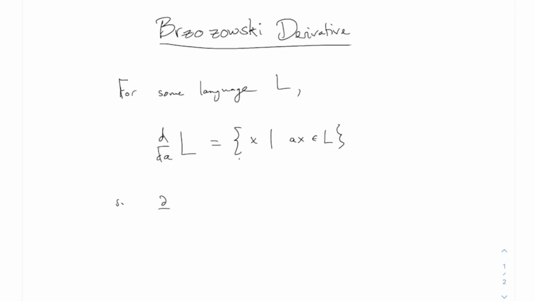So like the derivative of, well, how about this? What if L was the language A B^n? Here, the language consists of strings that look like A followed by a bunch of B's. When I take the derivative of that, you get the same strings again, but you take the A off the front of them. And so in this case, the derivative is just B^n, right?